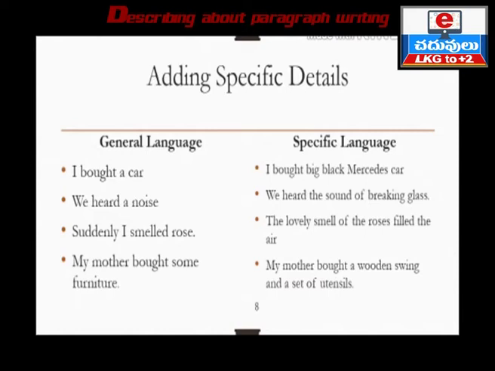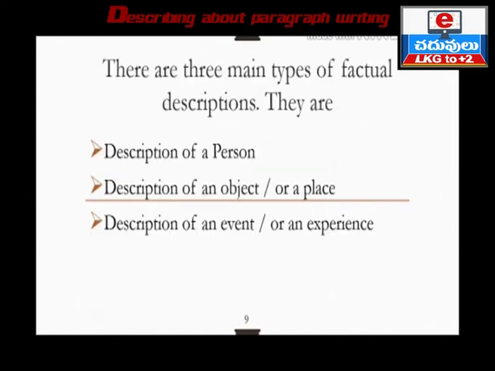Look at the last sentence. My mother bought some furniture. Instead of that you can say, my mother bought a wooden swing and a set of utensils. By using these descriptive words, you are giving more information to the reader. The descriptive paragraph will be asked to write on three topics. The first one, description of a person. The second one, description of an object or a place. The third one, description of an event or an experience.